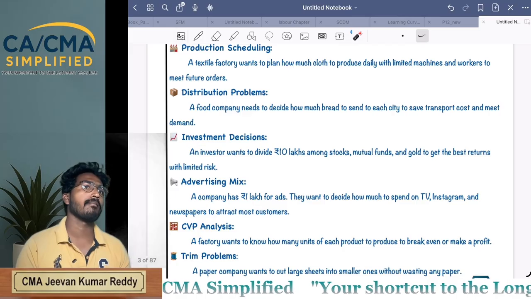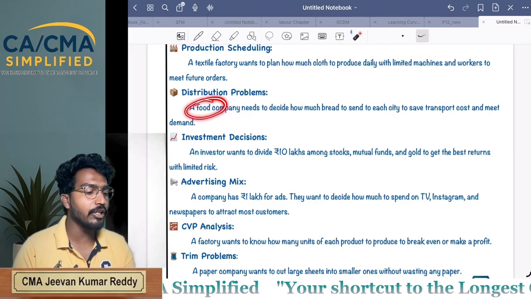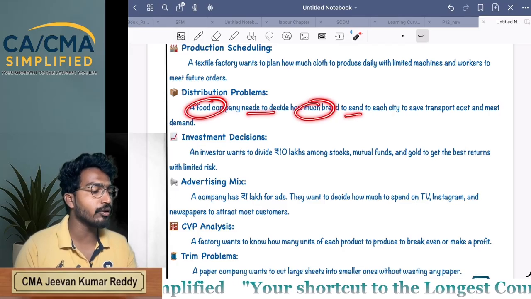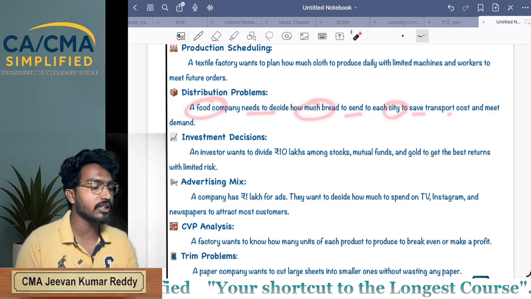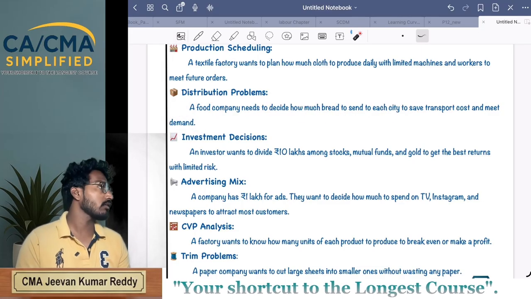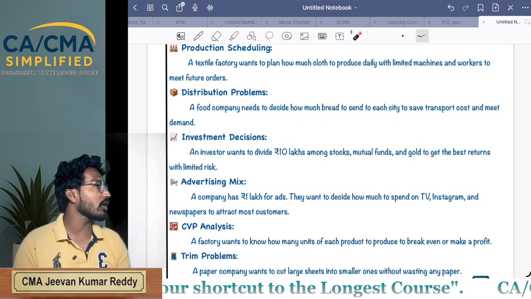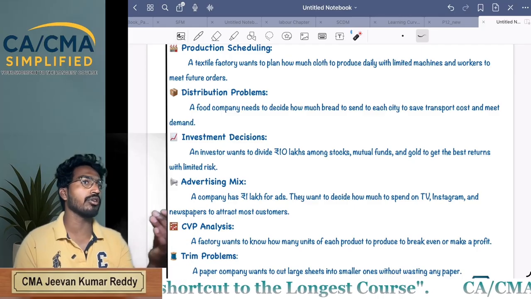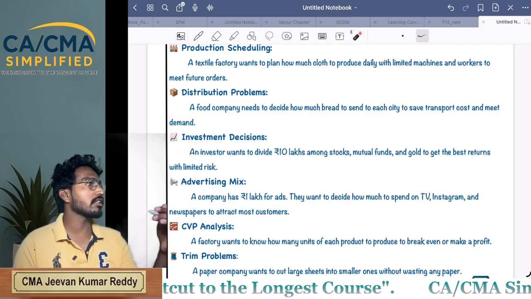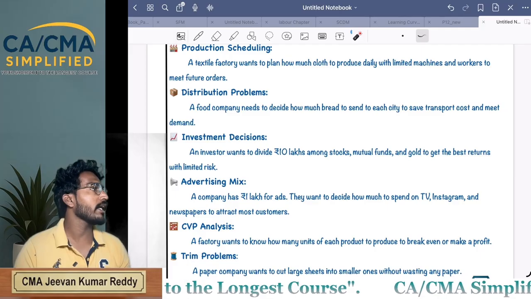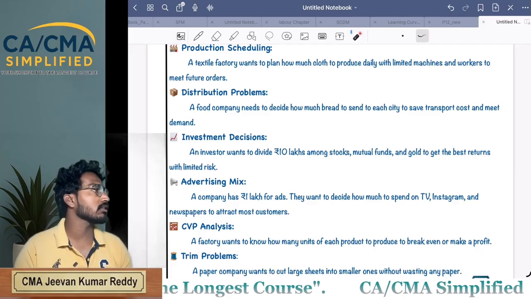Distribution problems. A food company needs to decide how much bread to send to each city to save transportation costs and meet demand. Now, a transportation company wants to know how much amount of goods it should transfer to each city to get minimum transportation cost.